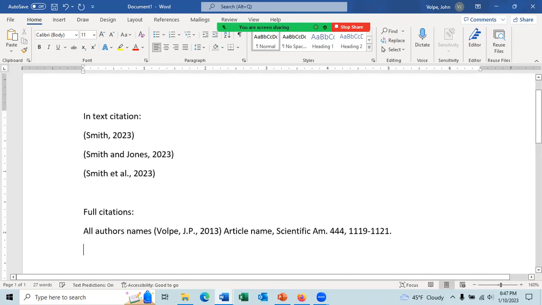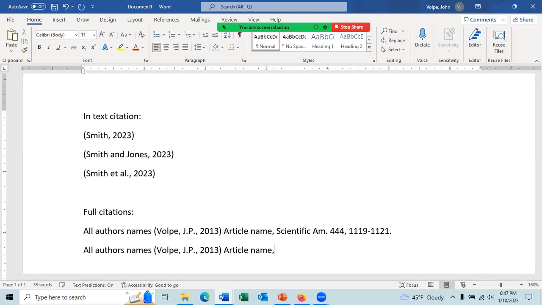If it is a website, you would then give all the authors' names, the article name, which would be generally the name of the web page, and then the web page address.